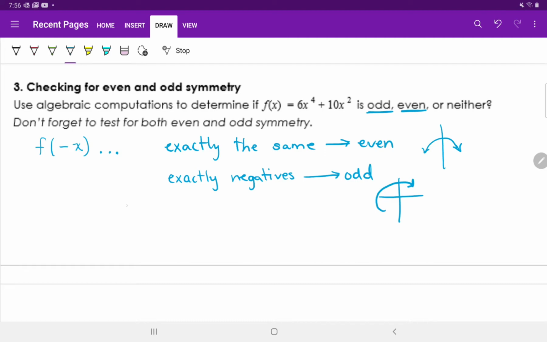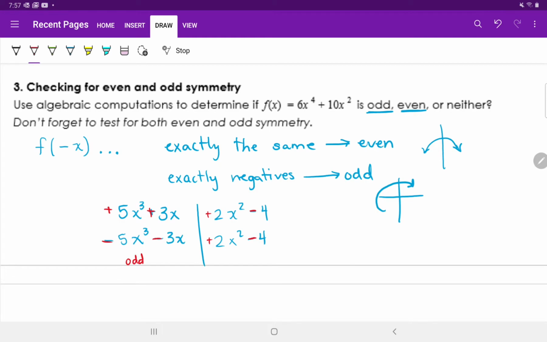If we started with something like 5x cubed plus 3x, and when we plug in negative x, we end up with negative 5x cubed minus 3x, these are exact opposites because we started with a plus, end with a minus, start with a plus, end in a minus. That would be odd. If instead we started with 2x squared minus 4, and we ended up with 2x squared minus 4, these are exactly the same. We started with pluses here, ended with pluses, started with minuses, ended with minuses.